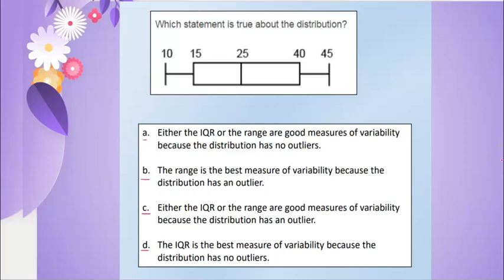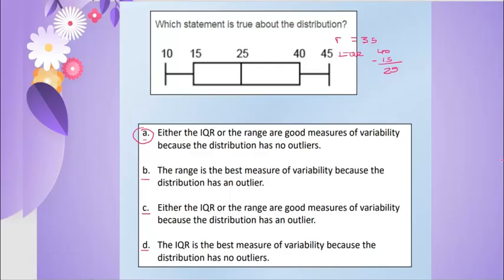I hope you picked A, because the data here, you see that there's a range between 10 and 45. That's a 35. The range would be 35. And the interquartile range, the IQR, is 40 minus 15, that would be 25. This is 25 here.